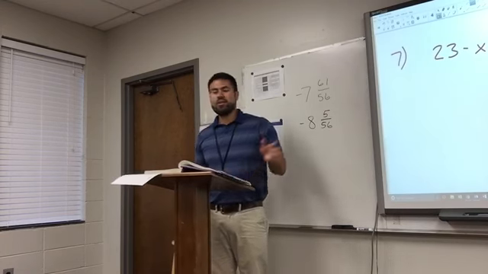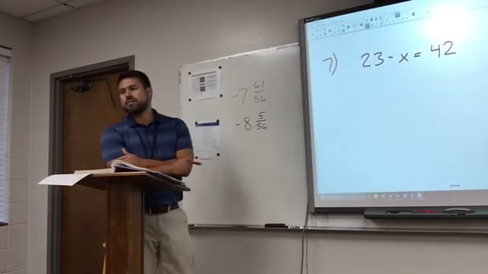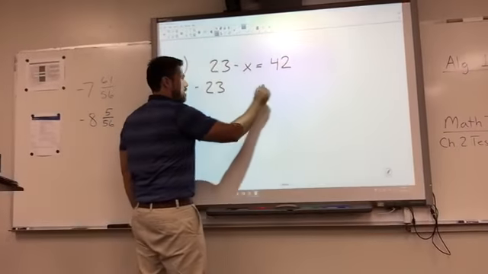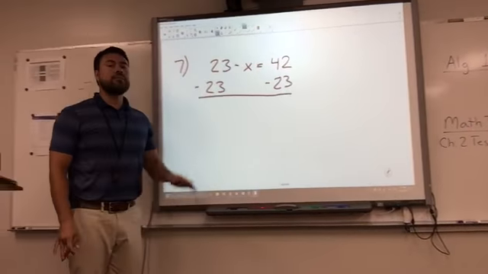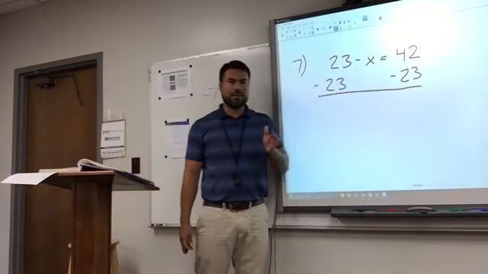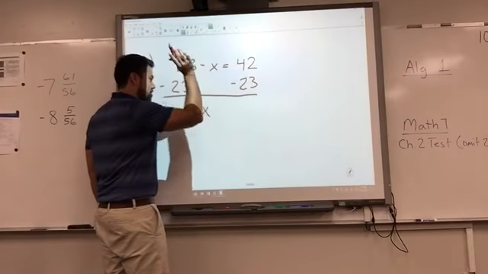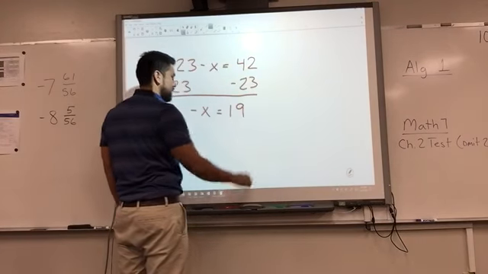So, Brian, what would you do here on this problem first? Subtract 23. Subtract 23 from both sides. Okay, that looks good. Somebody tell me what's left on the left side. What's left? You've got to be precise. Yes, sir? Negative x. That negative sign didn't just go away. And then 42 minus 23 is 19.